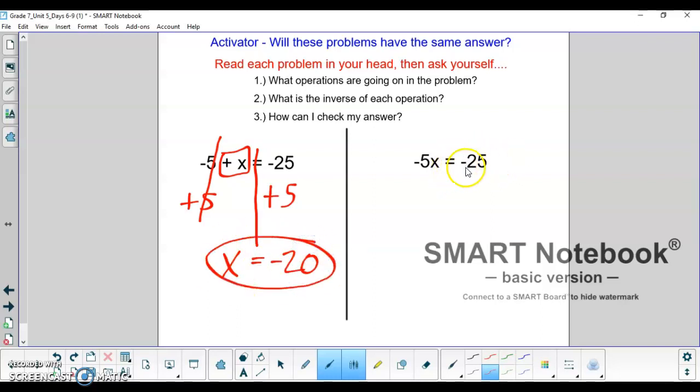This one, I'm going to read it, but I'm going to show you how to solve this one on the next slide. So this would be read as negative 5 times x is equal to or the same as negative 25. Remember, when we have a coefficient and a variable stuck together, that always means multiplication. So these are going to be the problems on the right that we're going to work on today. Today we're going to do the opposite of what we did yesterday. Instead of adding and subtracting, we're going to be multiplying and dividing, again, using the calculator.